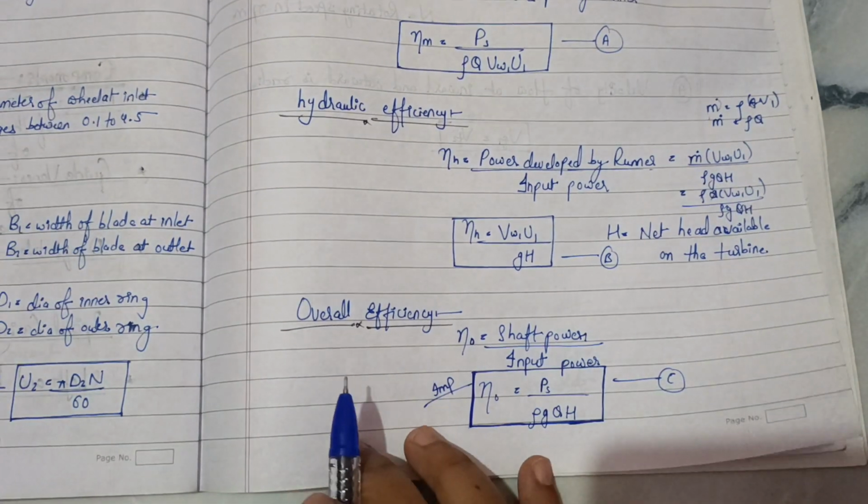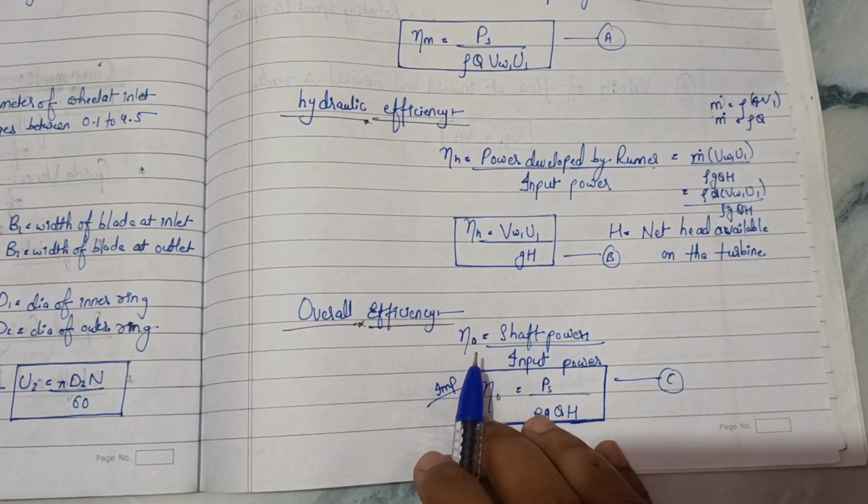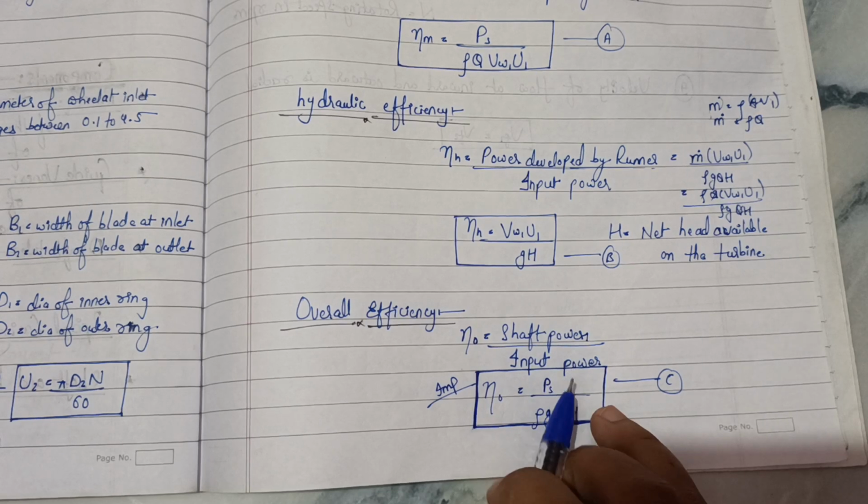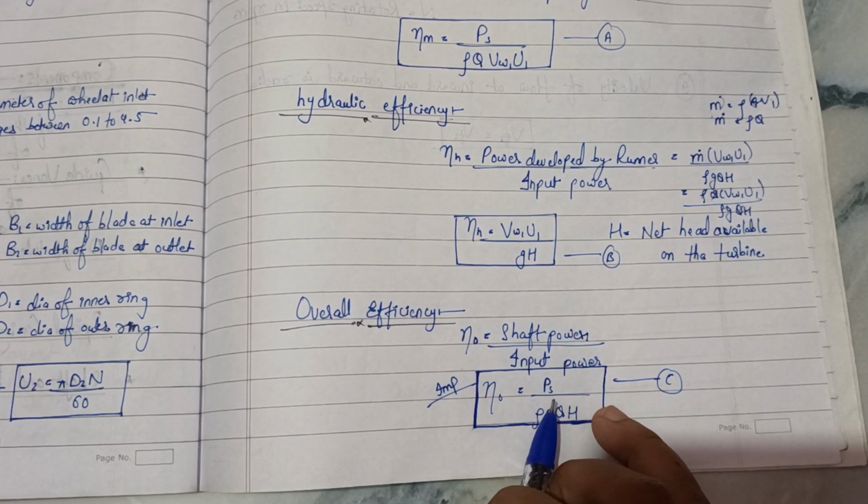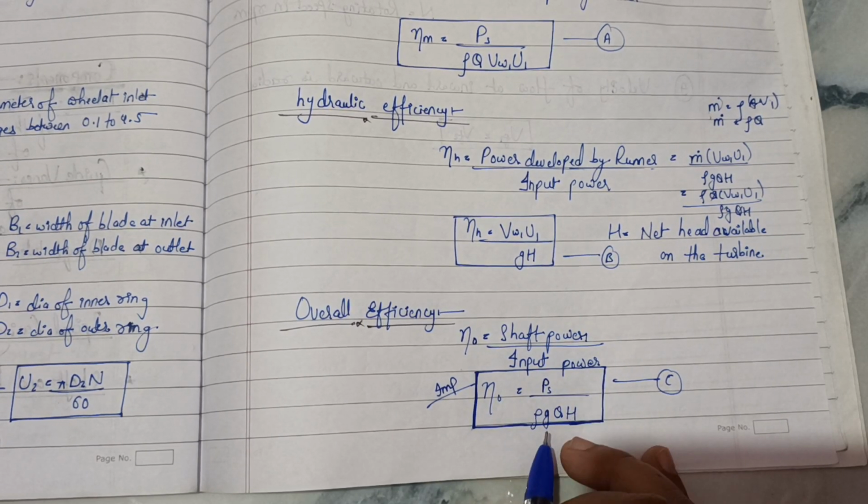What is H? H is the net head available. Next we will see the overall efficiency. Overall efficiency is shaft power upon input power. Shaft power is denoted as PS and input power is rho g Q H.